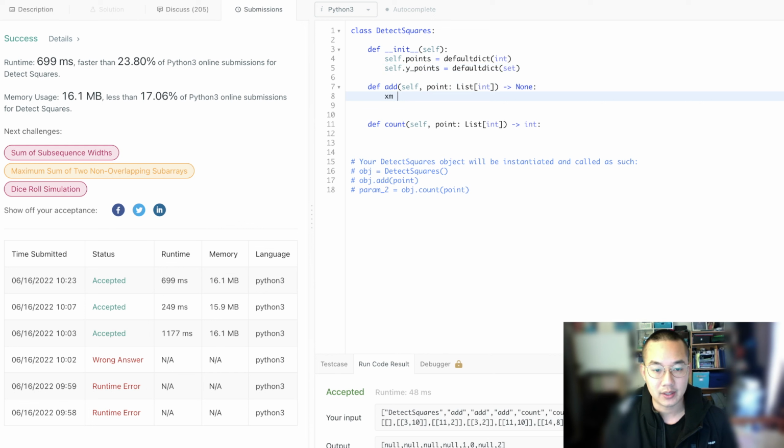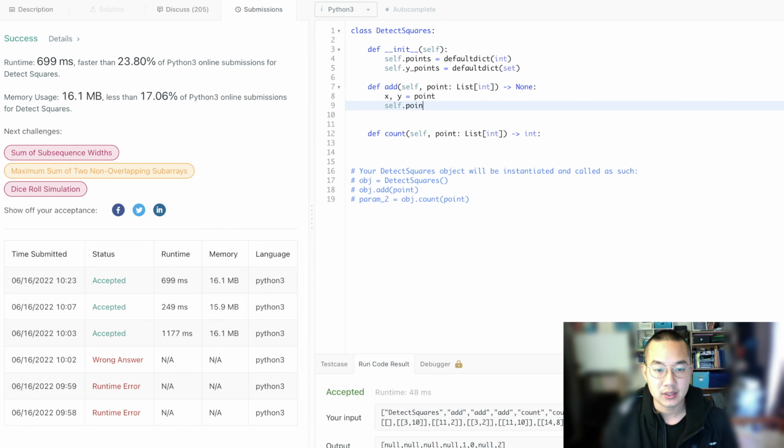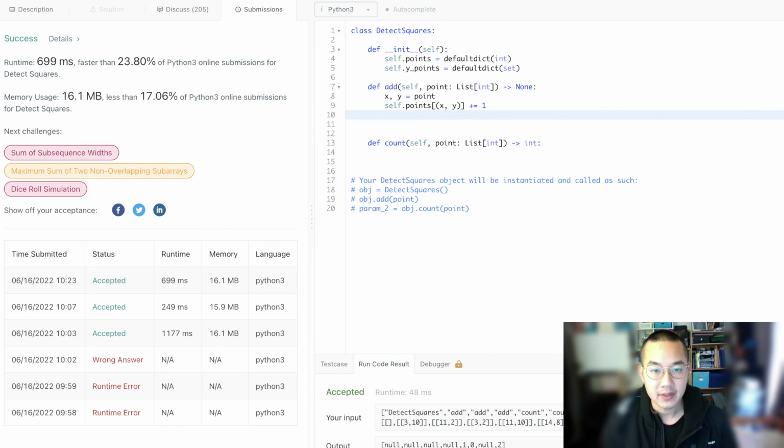So x and y is going to be our equal to points, and self dot points, a tuple of x and y, plus equals 1. And then self dot y points at y dot add x. So at this particular y, we can get these particular x's. So let's do the search.